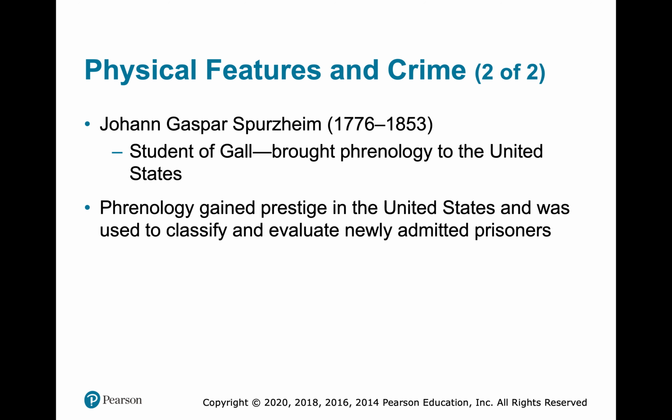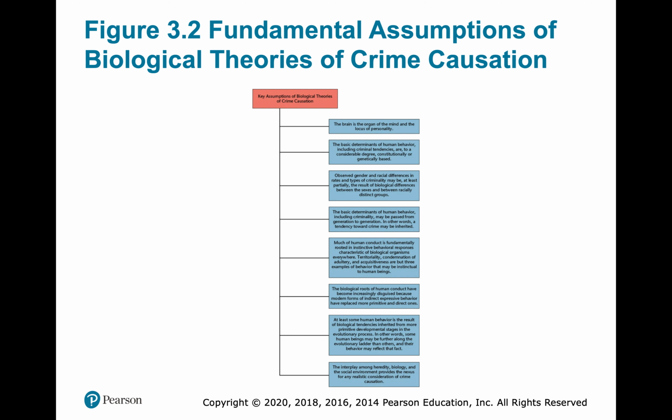Now, this slide is really difficult to read, so please refer to it in your chapter. But it's telling us the fundamental assumptions of biological theories. First is that the brain is the organ of the mind, and that's where our personality is located. The basic determinants of human behavior are to a considerable degree genetically based, and that would include criminal tendencies.